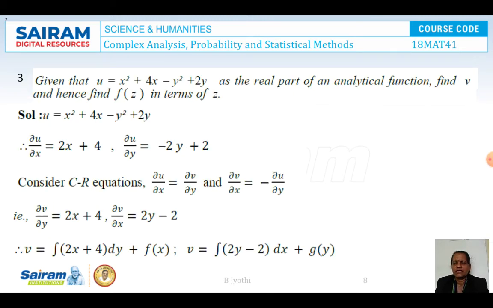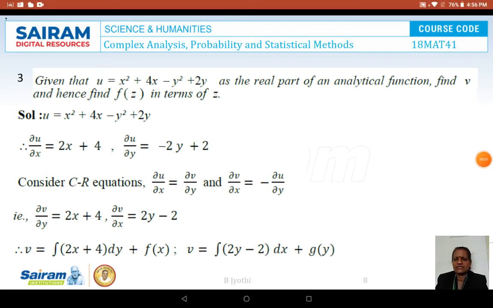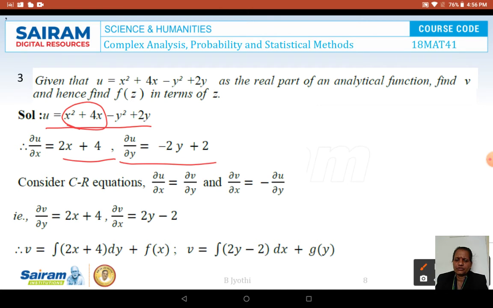Next problem. Given that u equal to x squared plus 4x minus y squared plus 2y as the real part of an analytic function, find v and hence find f of z in terms of z. So what is u equal to? This is u here. Dou u by dou x is equal to 2x plus 4. This part alone we will be differentiating with x terms. And dou u by dou y, if I differentiate, is minus 2y plus 2.